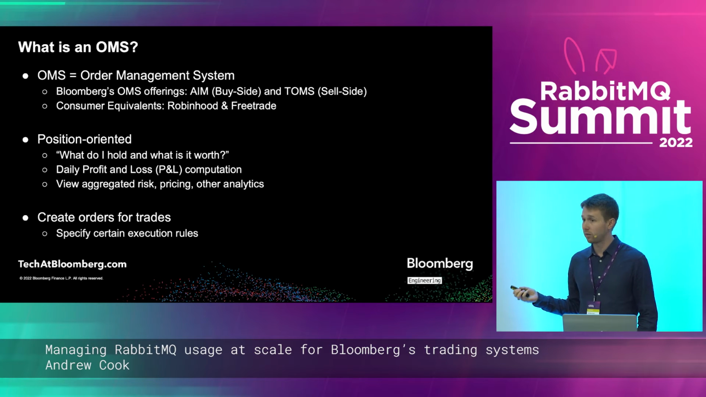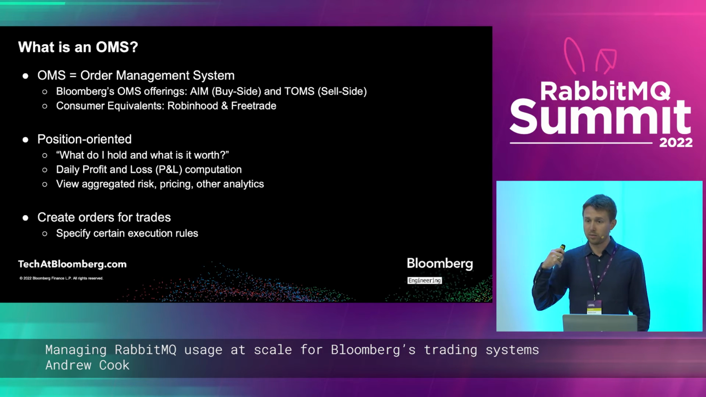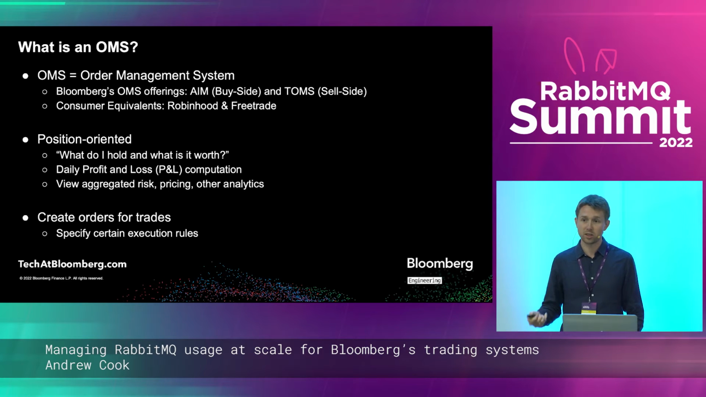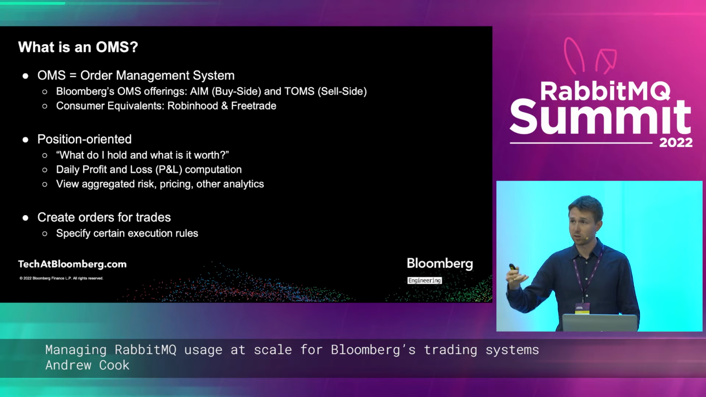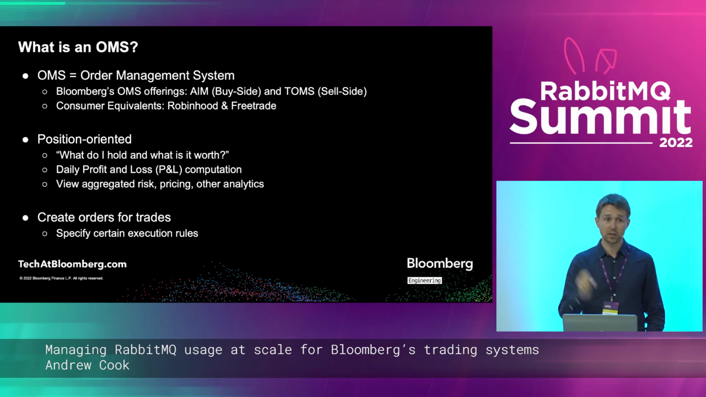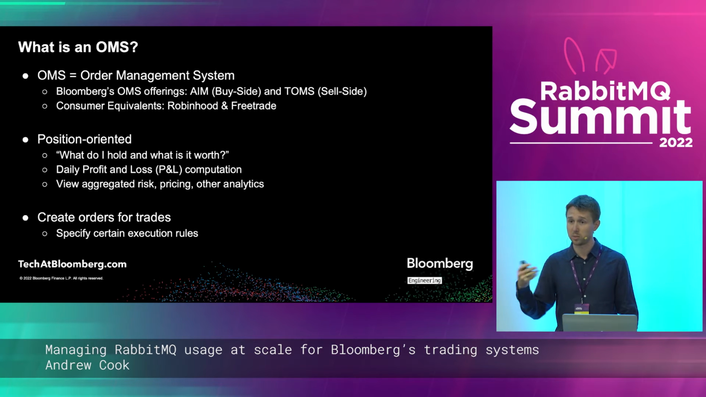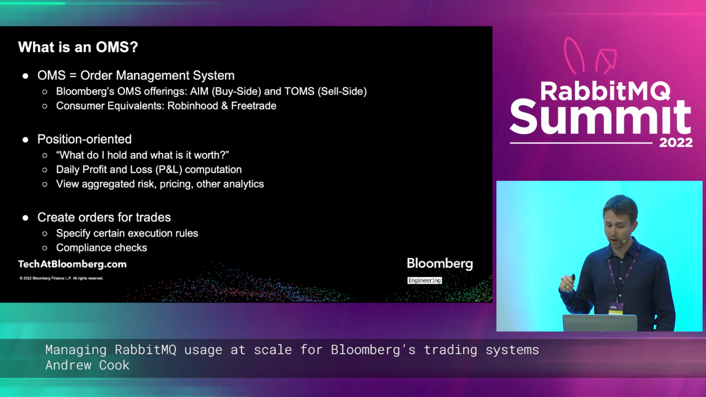Another example of the kind of thing you might find in an enterprise order management system like Bloomberg has is certain execution rules, right? Maybe you have certain compliance checks. You can set rules for saying, I want to put in an order at this price for this stock. It's valid for 3 days. This is even something that you see in the consumer equivalents, but as you can imagine, with Bloomberg, we have a lot more beyond that.